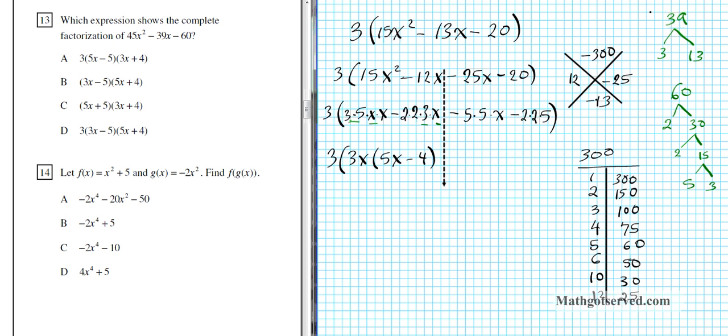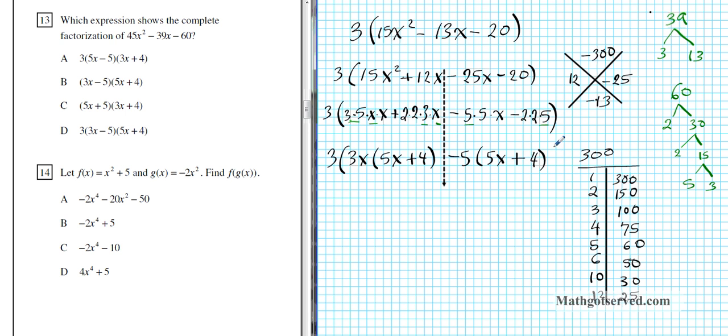And then on the right side of the partition, we can take out a 5. We have minus 5 times 5x, so minus 25. Oh, this is supposed to be a plus, plus, plus, or else it will match. So times minus 5, 5x plus 4. Anytime you factor out a negative, this has to change.